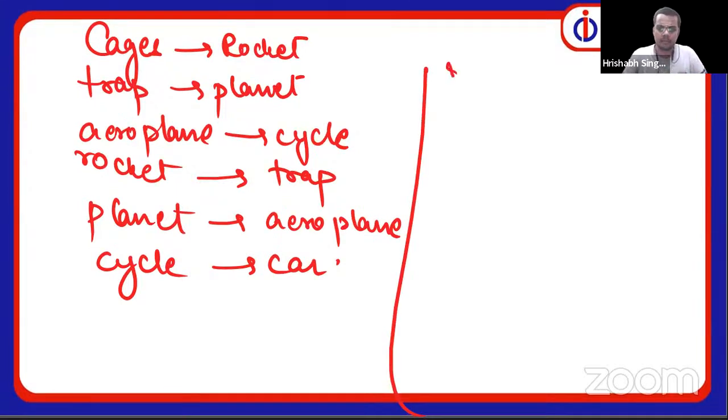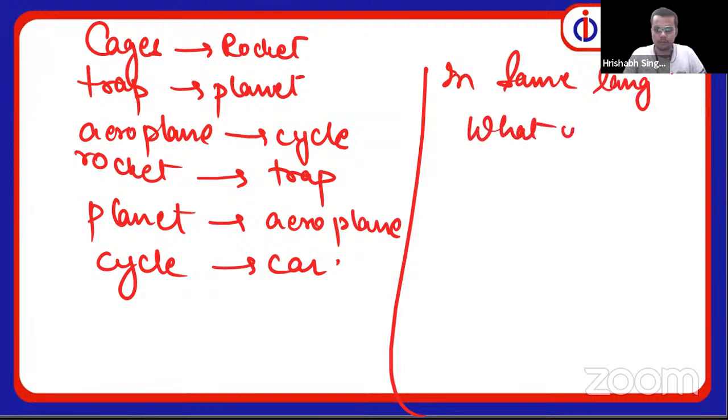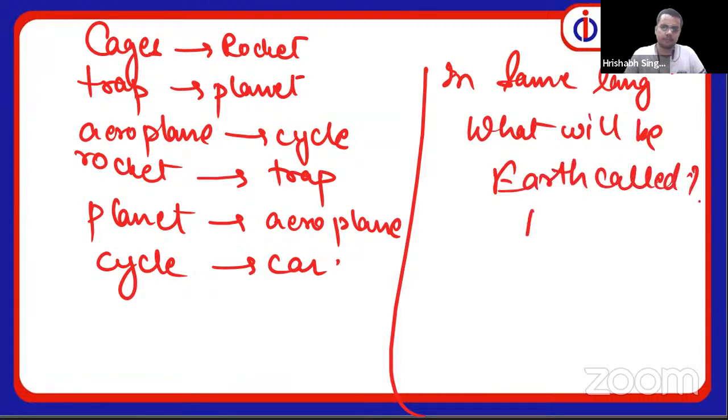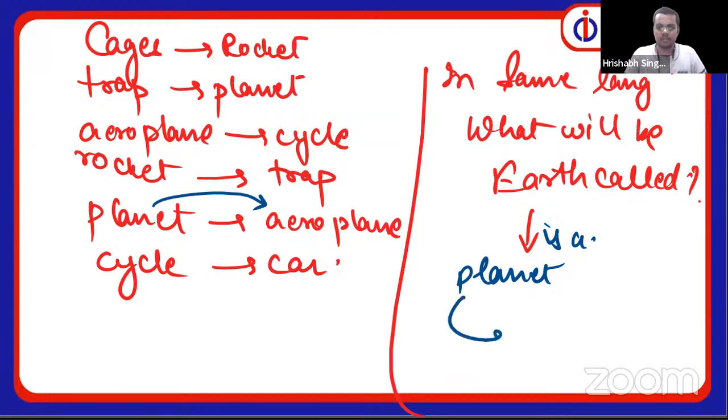So in the same language, the question is, what will Earth be called? Earth को क्या बोला जाए? Okay, so you will have to logically deduce it. Logically deduce करना होगा. अब Earth क्या होती है? What is Earth? Earth is a planet. And what is planet coded as? Aeroplane. So the answer will be aeroplane.